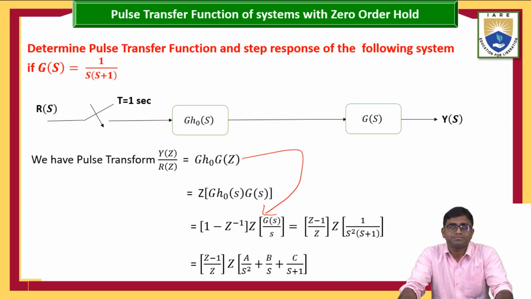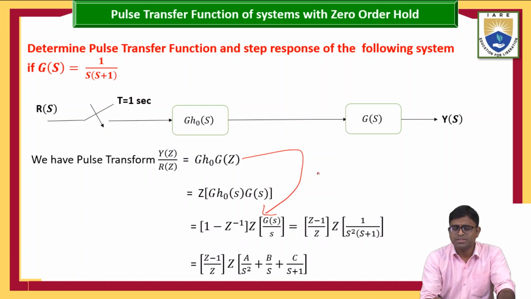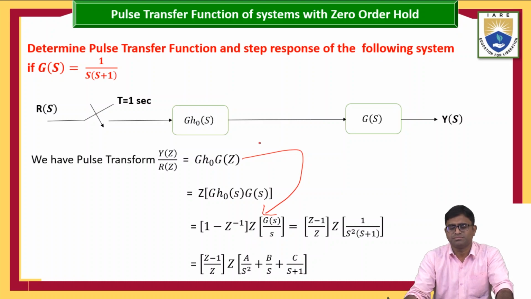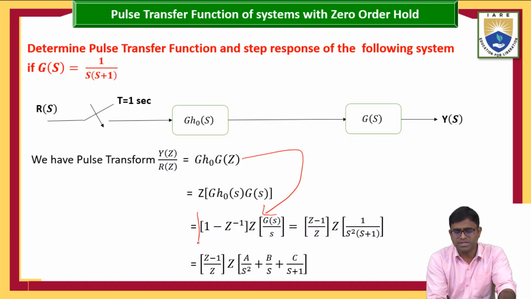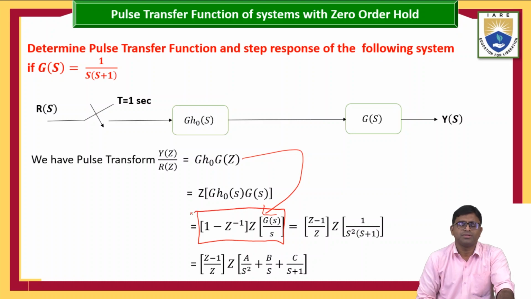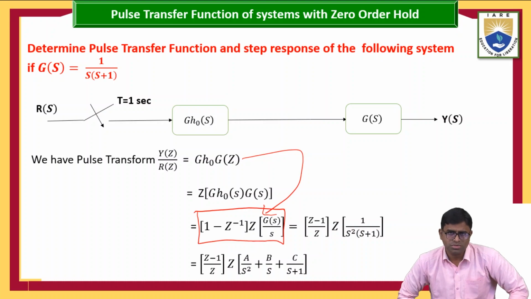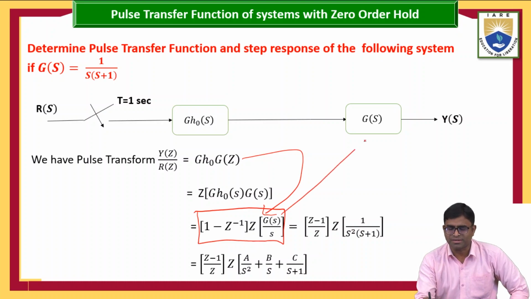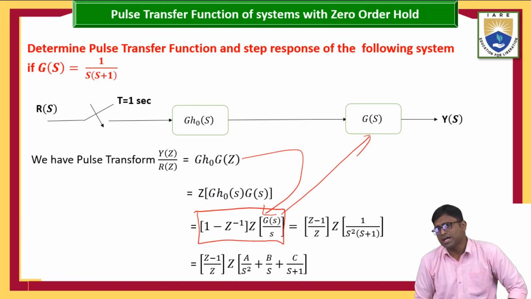If a system is followed by a pulse with respect to a zero order hold device, the transfer function formula is 1 minus Z inverse into the Z transform of G of S by S. This is the formula for the pulse transfer function with zero order hold device: 1 minus Z inverse into Z of the system G of S by S.